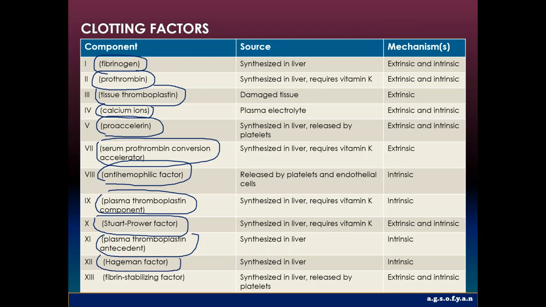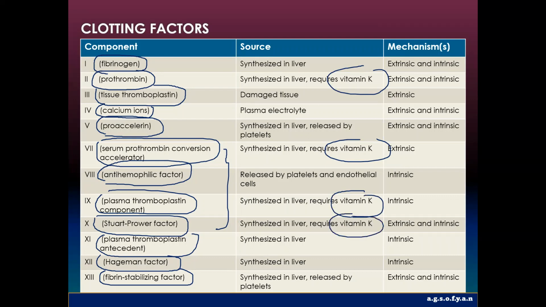12 is Hageman factor, and the last one, factor number 13, is fibrin stabilizing factor. Now, in order to create some of these factors, our body needs vitamin K. So vitamin K is required to convert one factor to another factor.